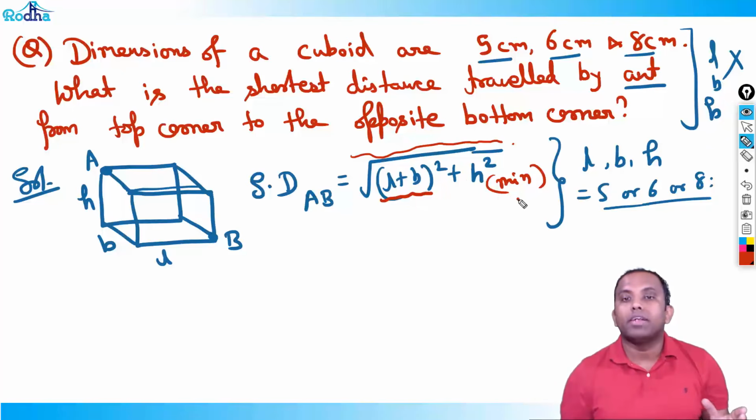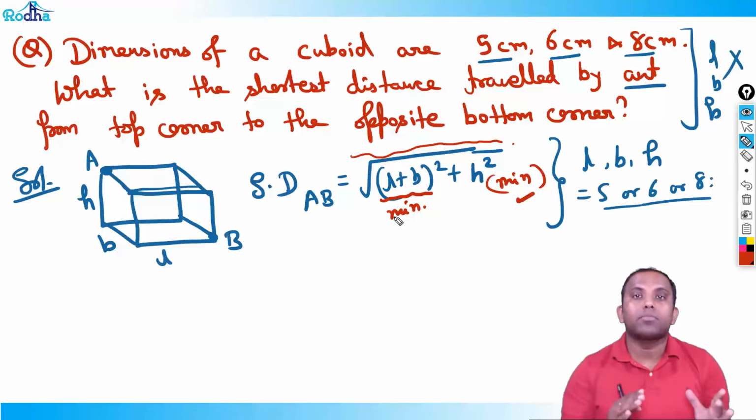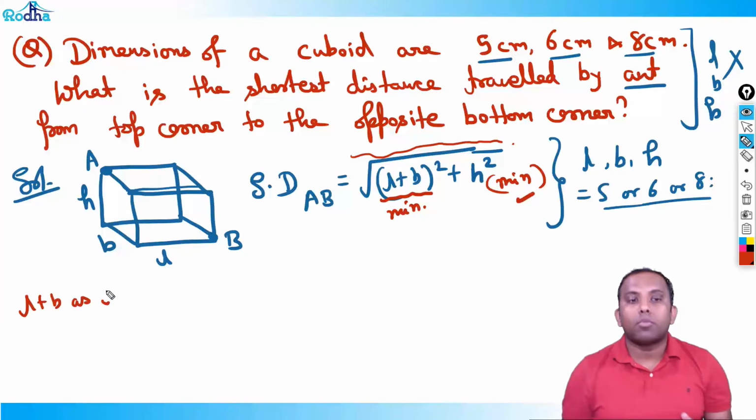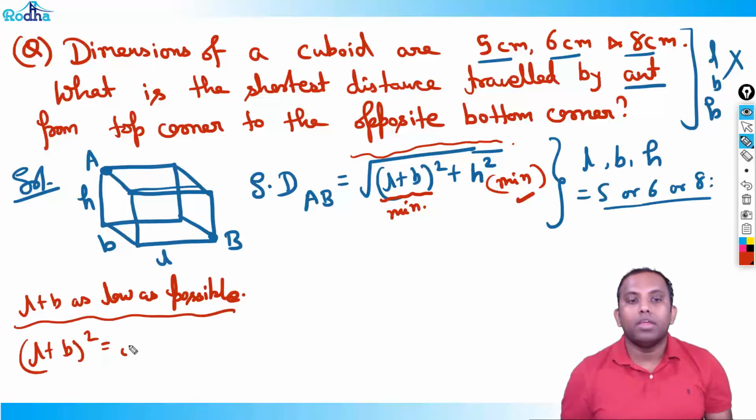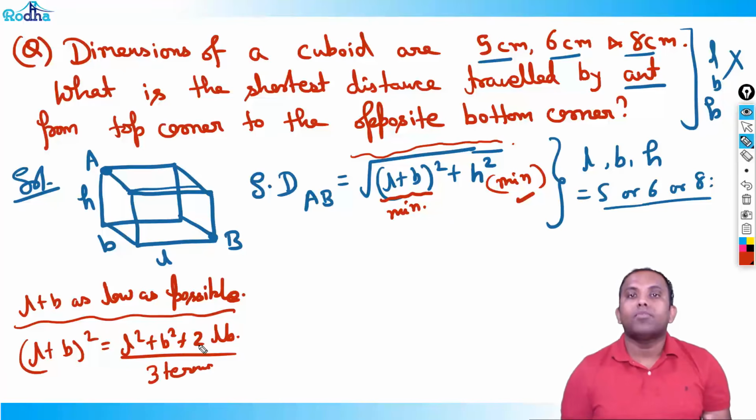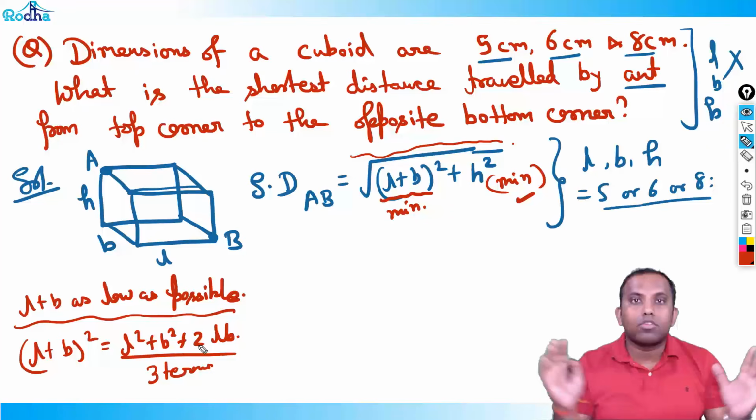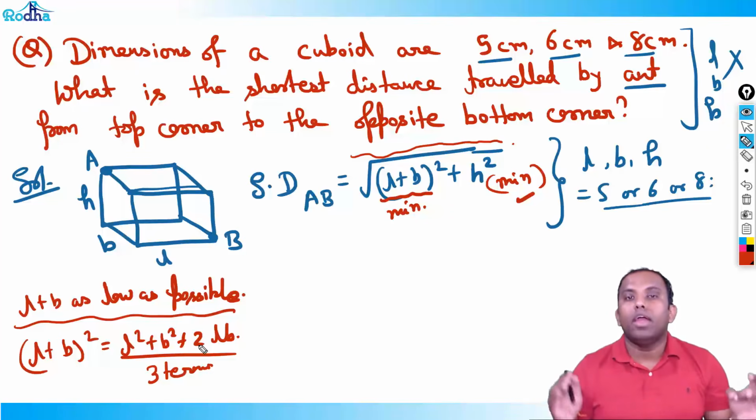But I have to minimize this data, so I have to minimize L plus B. I have to keep L plus B as low as possible. Why? Because L plus B whole square contains the shorter dimension AB, and on expanding it will become L square plus B square plus twice LB. That's why it contains 3 terms now. So on expanding, it takes up one more term, so I have to keep it as low as possible. We have to minimize that value as much as possible.